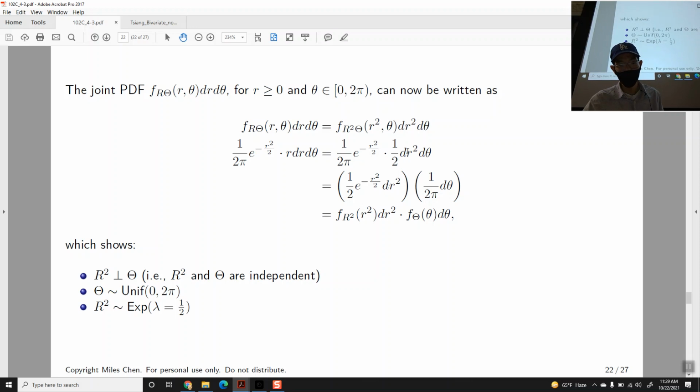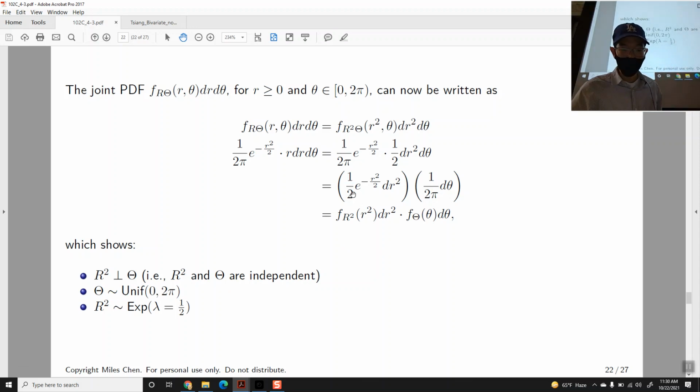And now I have a product of two PDFs. Just rearranging a few terms, one PDF is 1/2 e to the negative r squared over 2 dr squared, and the other PDF is 1 over 2 pi d theta. So here I've got one PDF and another PDF. This corresponds to the uniform distribution from 0 to 2 pi. 1 over 2 pi is the PDF of the uniform distribution from 0 to 2 pi. Okay?